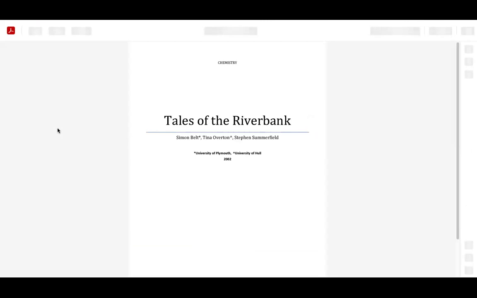Okay, so group 2 task is called Sticky Situation. This is called Tales of the Riverbank. Probably some of you have gone through this practice.